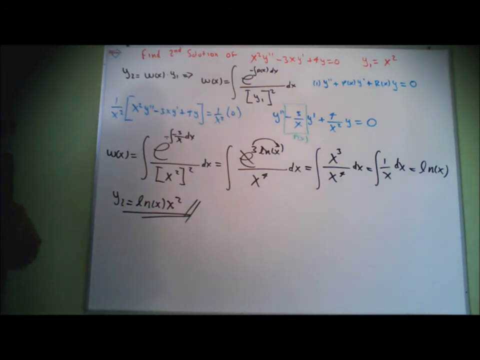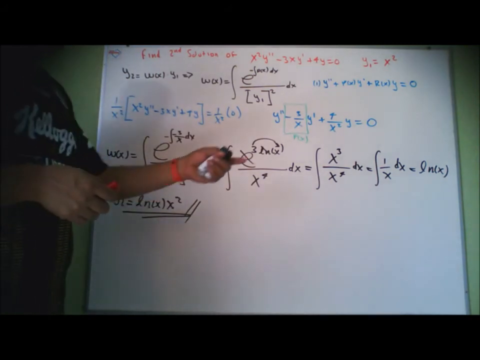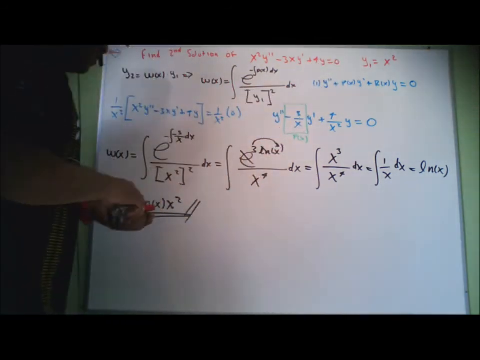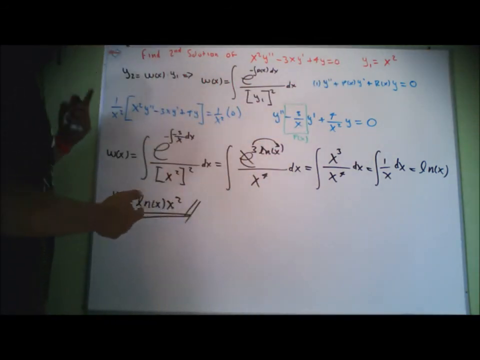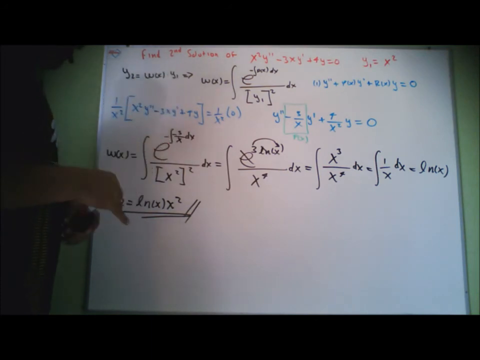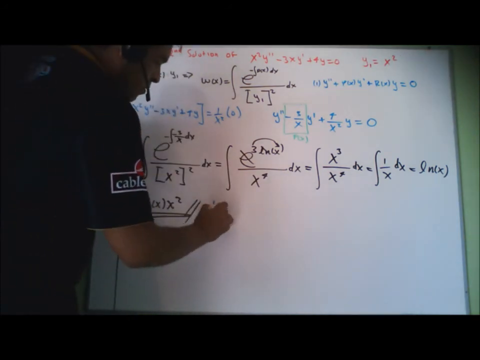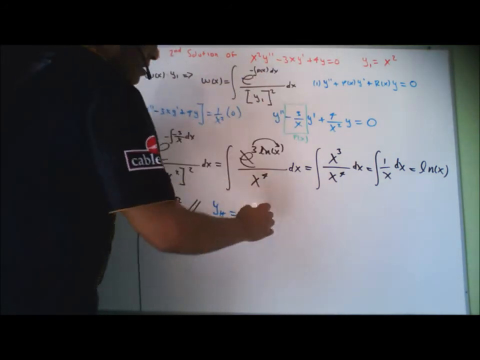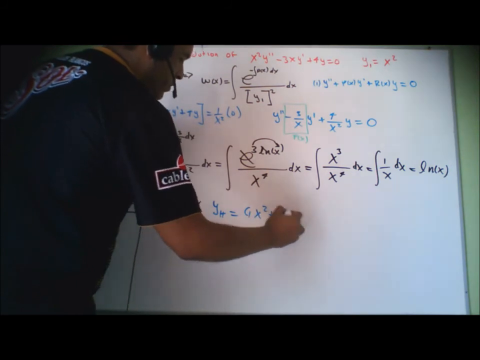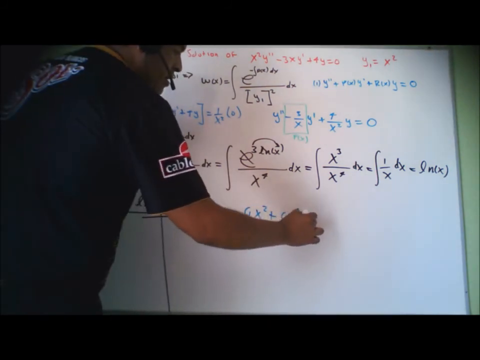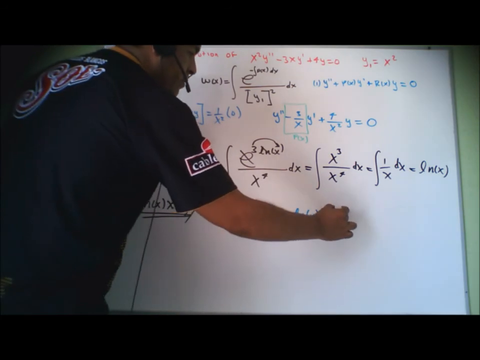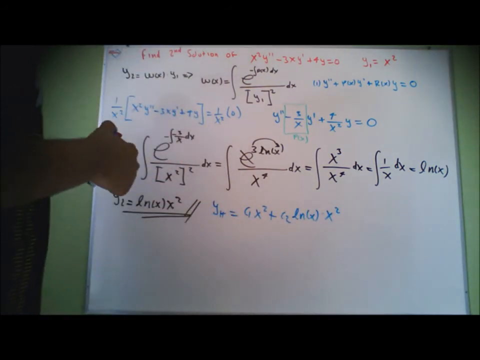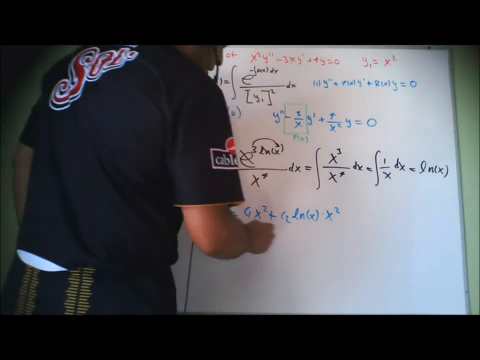Now, there is a set of problems in the homework that calculates the second solution. Now, the homogeneous solution, because it is homogeneous, equal to 0, is just the linear combination of linear independent solutions. Okay, so the homogeneous solution, the final solution, is just C1 times my first solution, x squared, plus C2 times my second solution, the natural log of x times x squared. And then we get the final solution.